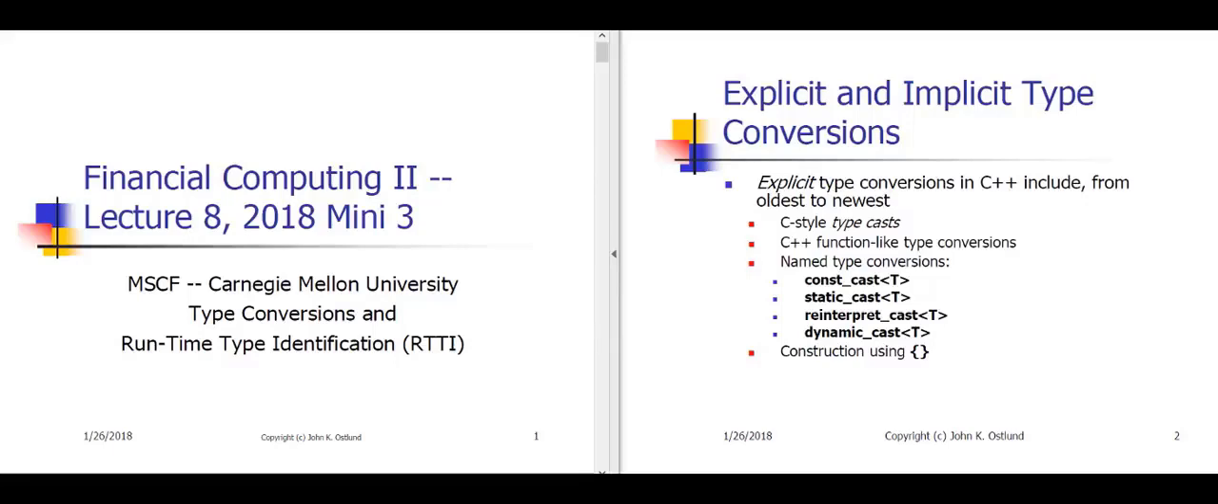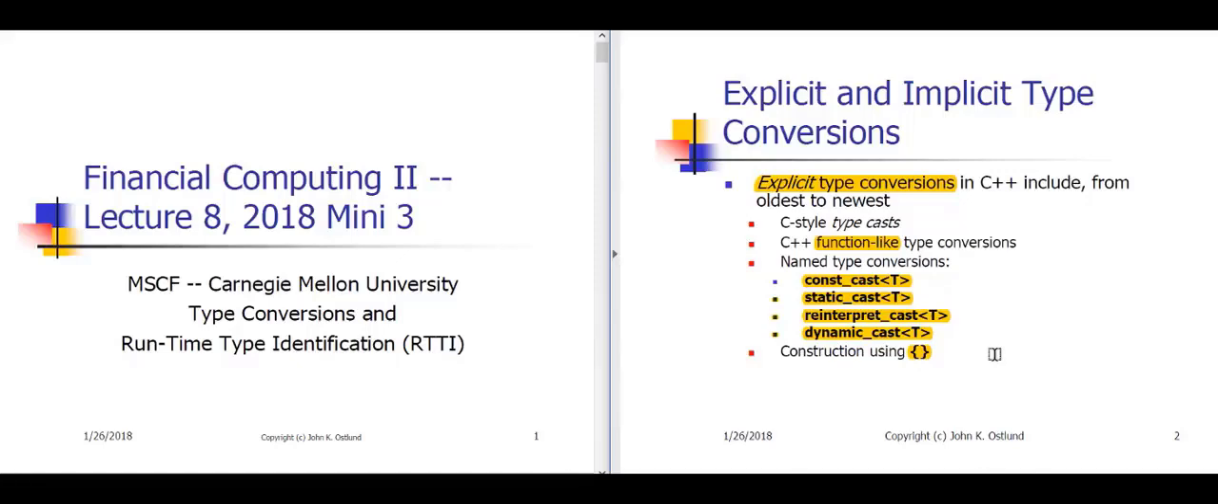or really referring to. You can request an explicit type conversion in C++ using the old-fashioned C language style typecasts. There's also a slightly improved function-like type conversion that the C++ language provided early on. In more recent versions of C++, there are 4 named type conversions that you should use in preference to the C-style typecasts or C++ function-like typecasts. And in C++ 11, construction using curly braces was added to the language.